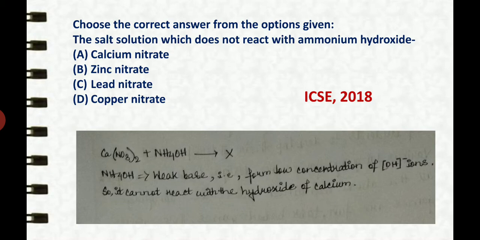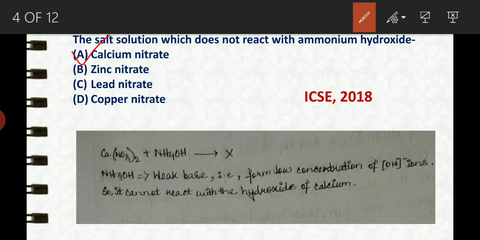Here a question has been given with 4 options and you have to just choose the correct answer from the given options. You have to say the salt solution which does not react with ammonium hydroxide. The 4 options are calcium nitrate, zinc nitrate, lead nitrate and copper nitrate. So among these 4 salts, you have to say which one does not react with ammonium hydroxide. Basically, calcium nitrate does not react with ammonium hydroxide. So the correct answer is calcium nitrate.